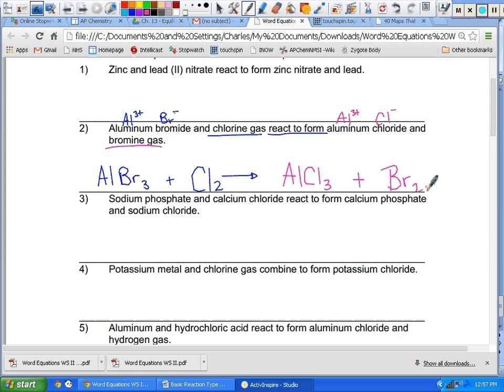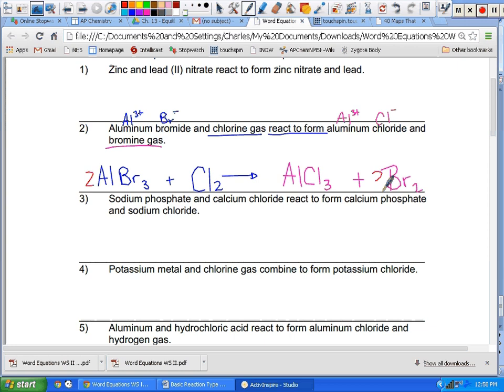Now, my next question, Christiana, is it balanced? No? All right. How many Als on the left? How many on the right? How many Brs on the left? Brs on the right? All right. How can I balance those? There's a rule for this one. Very good. Anytime you see a 3, put a what? Put a 2. How do I make this one? Put a 3. Very good.